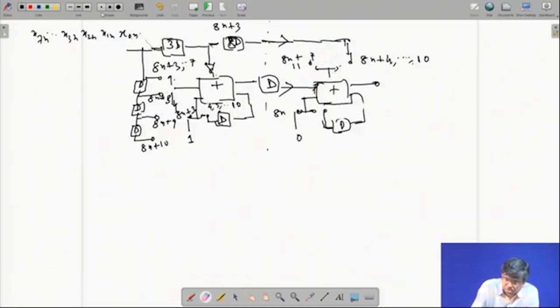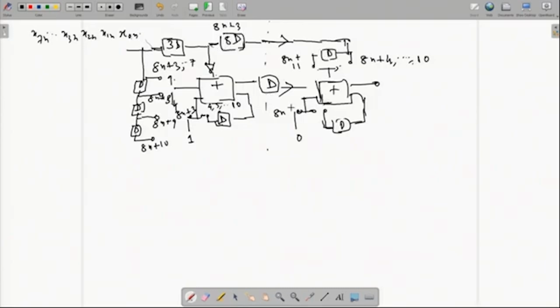I'm just trying to make it neater, that's all. So this is 8n plus, earlier it was 8n plus 3, now it is 8n plus 4. And 5 to 11 will be here. 8n plus 5 to 11. And you get the output. Okay. There is one more manipulation we can do.